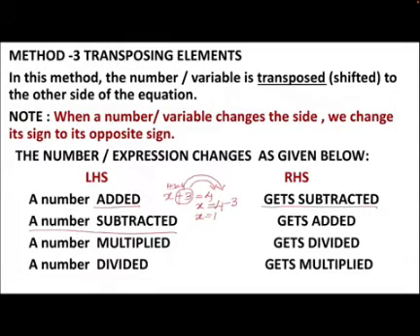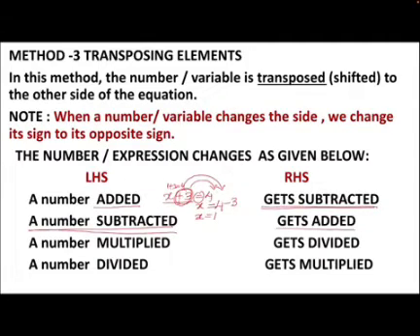Again I repeat. If the number is added on the left hand side, when it shifts its side to RHS, or it can be RHS to LHS also, that's what I told you before. Now plus 3 is shifting to RHS because it is with x on the left hand side of the equation. It has shifted to the right, but when it shifts to the right, it gets subtracted. Simply plus 3 becomes minus 3. That's all. The next condition: if the number is subtracted on the left hand side, it gets added on the right hand side.